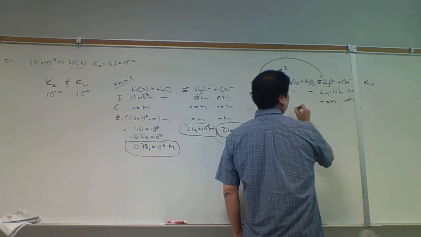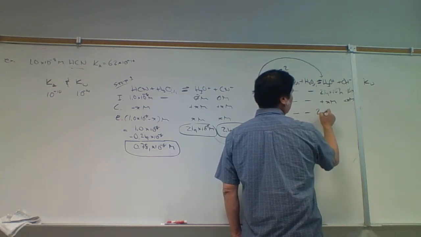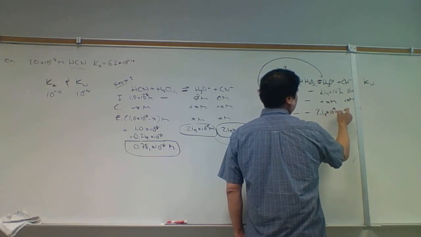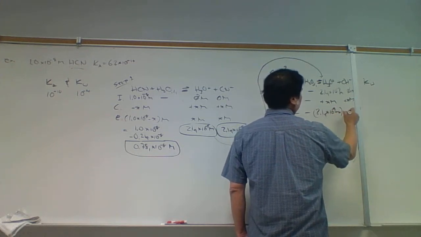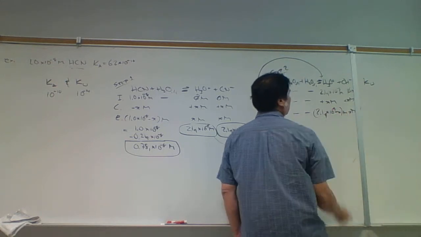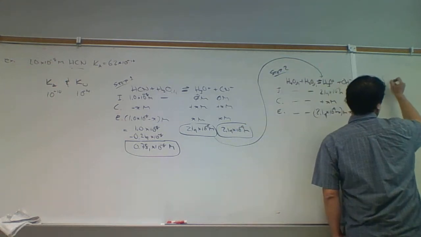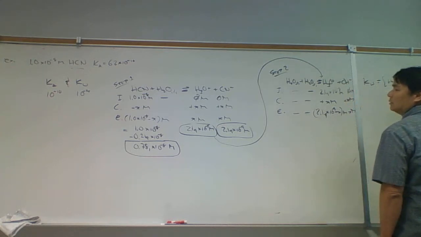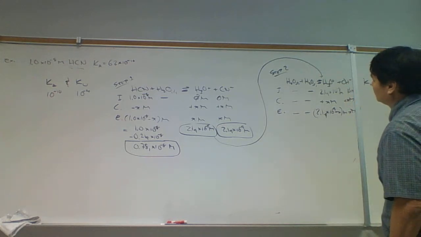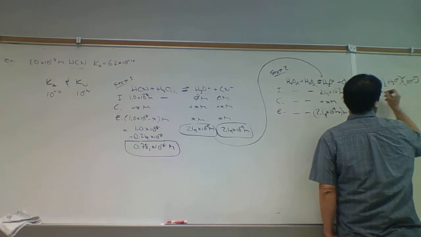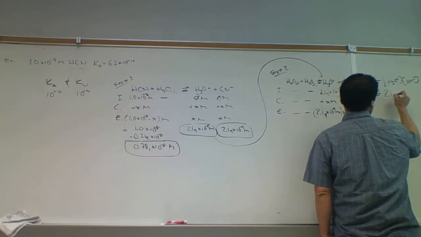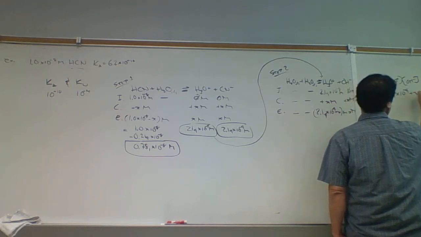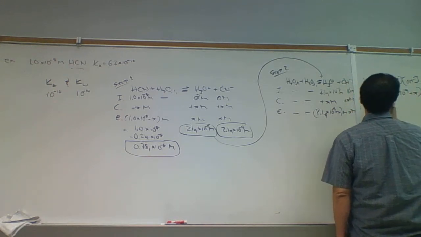And so at equilibrium, we're just going to have 2.19 times 10 to the minus 9 plus x molar, and then x molar here. So this is Kw. Kw is just the hydronium times the hydroxide. And that's going to be 2.19 times 10 to the minus 9 plus x times x.